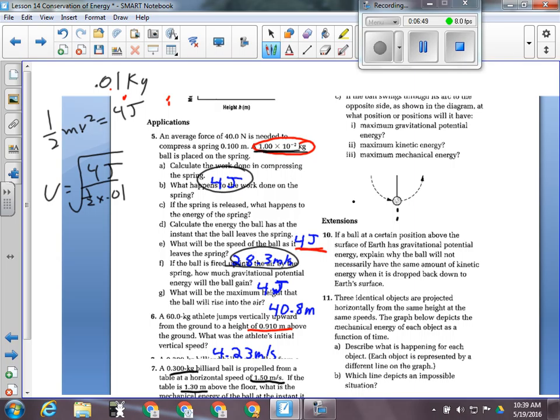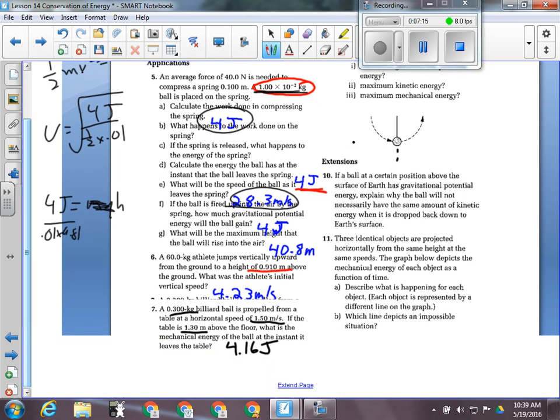Okay. What's the maximum height it can rise to? Same idea here. We're going to say that 4 joules equals m times g times h, and solve for h. So we'd have our 0.01 times 9.81. Leaving us with h, and that h is going to come out to 40.8 meters. All right, we've done all that kind of stuff already, just kind of a quick review of that.